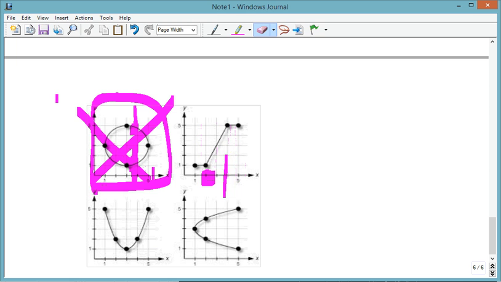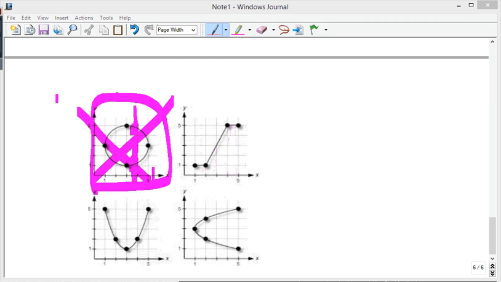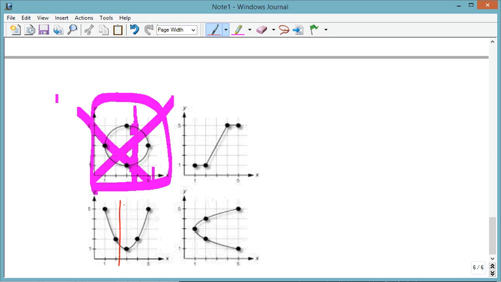Okay. Let me try drawing it with a different color here. So if I look at the vertical lines on this one, you see it doesn't hit twice. But this one, it does. So we call this the vertical line test. When we're looking at a graph, we can tell whether it's a function by this vertical line test.